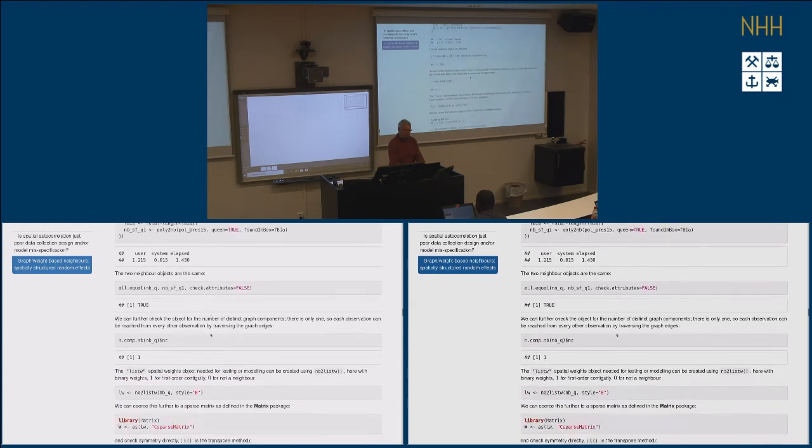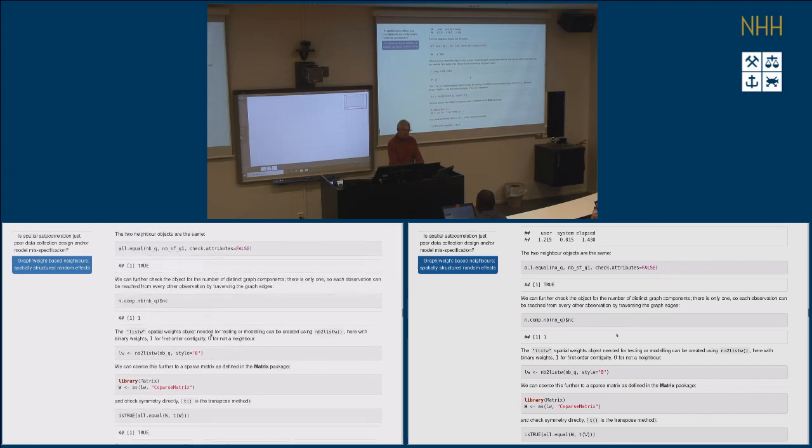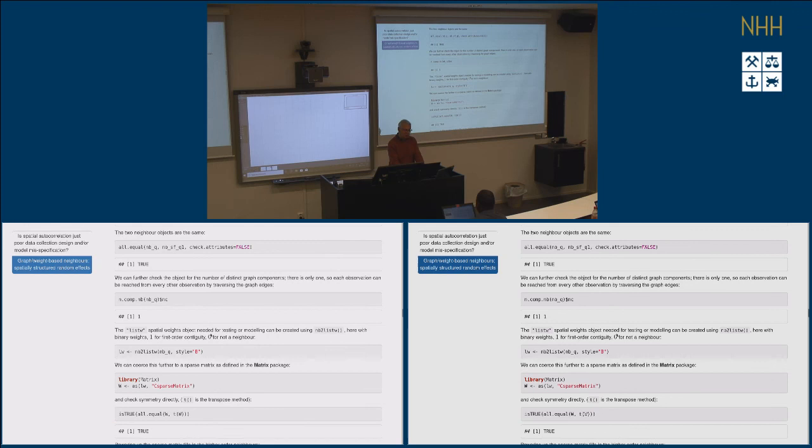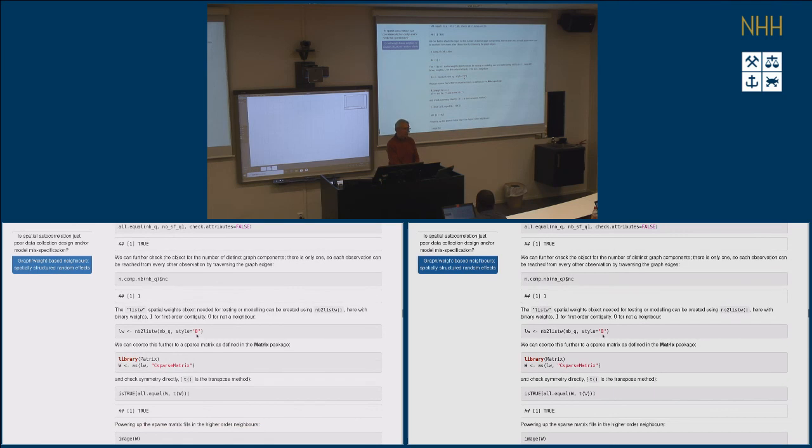And the two are similar. We know that there's only one graph component in this case. We can check that by looking at the number of components in the graph. And we turn this into a spatial weights object, a listw spatial weights object. But here we can choose a style. The style here says that the weight for each link on the graph is equal to 1. We could choose that to be equal to 1 divided by n. So over the whole, we could choose the sum of all of the weights to sum to 1.